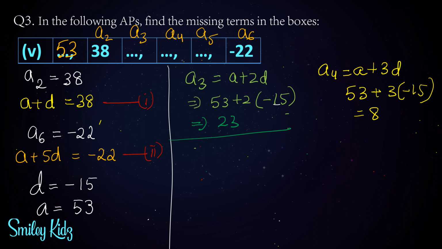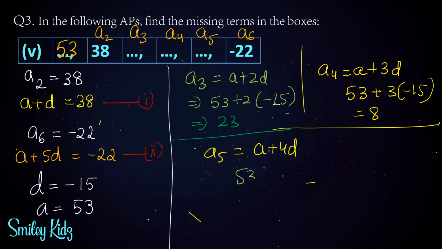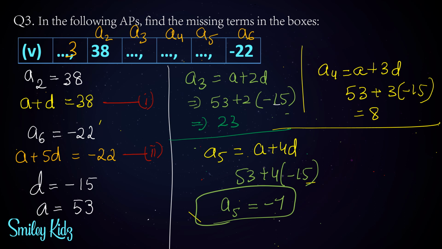Alright. Then we have A5. So A5 is equal to A plus 4D. Right. So 53 plus 4 into minus 15. So it's basically 53 minus 60. What is 53 minus 60? It is minus 7. So A5 is equal to minus 7. Now let's quickly write the missing terms over here. We have 53 as our first term, A3 as 23, A4 as 8 and A5 as minus 7.